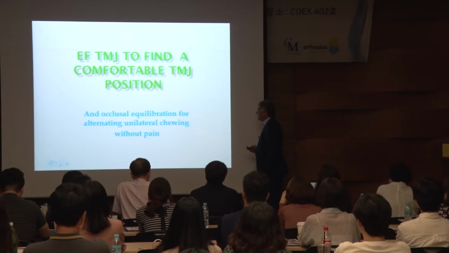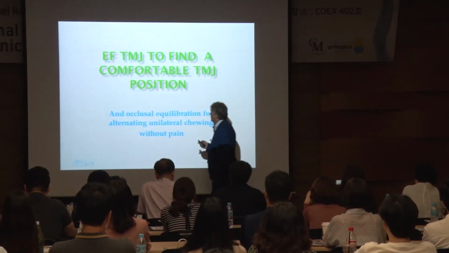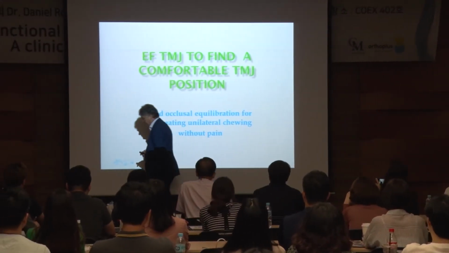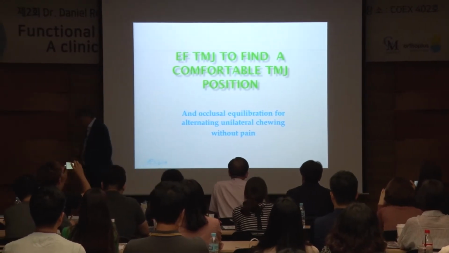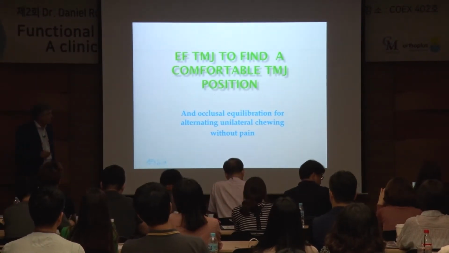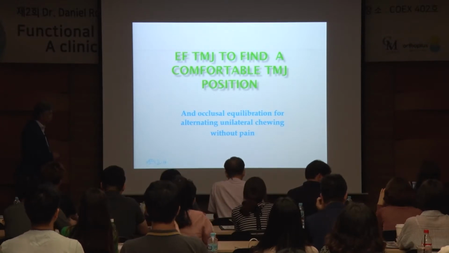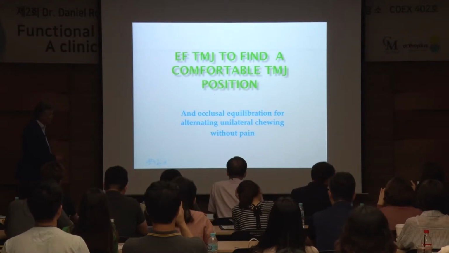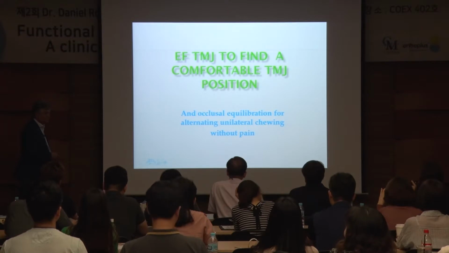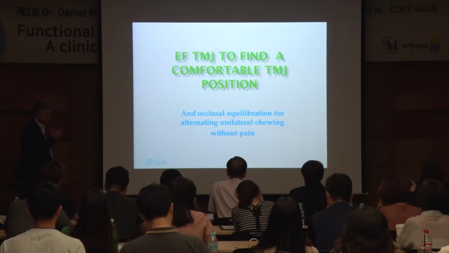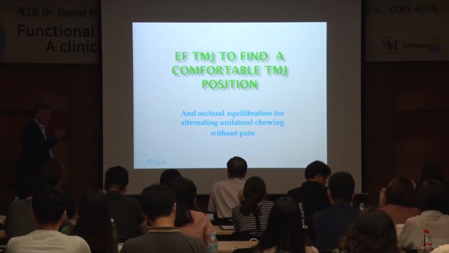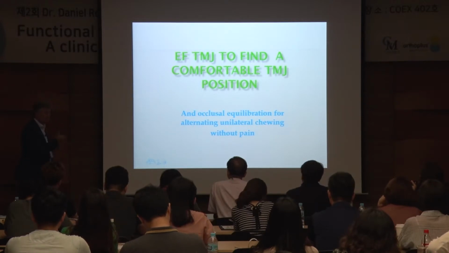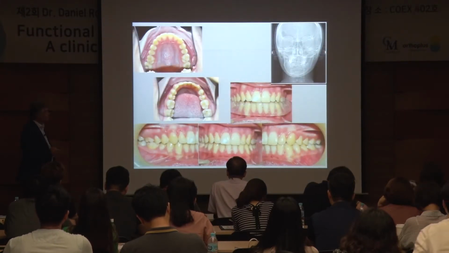So I have to find a comfortable position for the TMG. 앞관절이 편한 위치를 찾아주는 과정이고, and after, I hope to obtain occlusal equilibration for an alternative unilateral chewing. 그 다음에 교합을 좌우 돌아가면서 잘 씹을 수 있게 맞춰줄 생각을 하신 거예요. Because now she chews only on the right part. 지금은 환자가 오른쪽으로만 씹고 먹으니까.